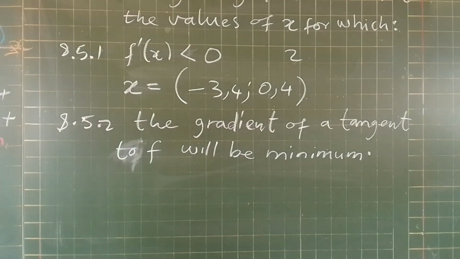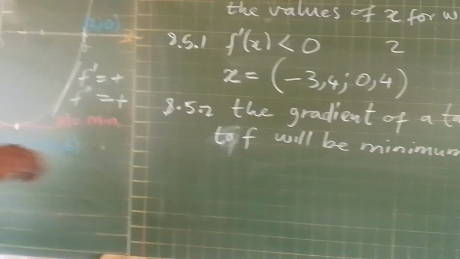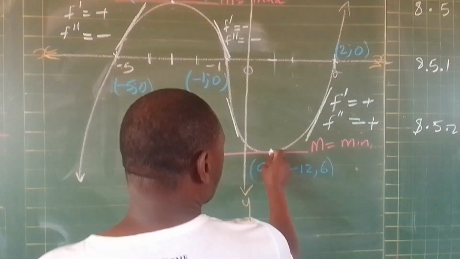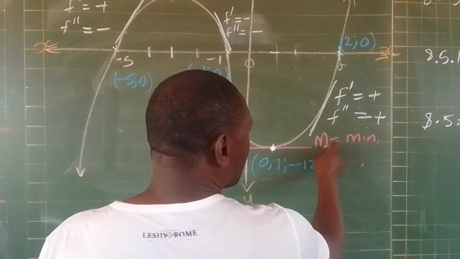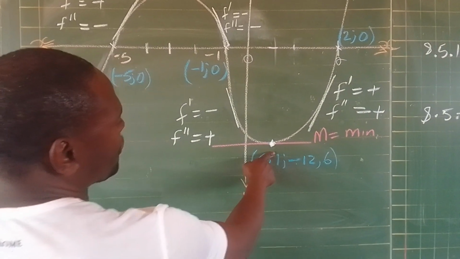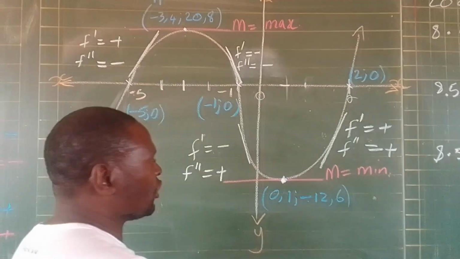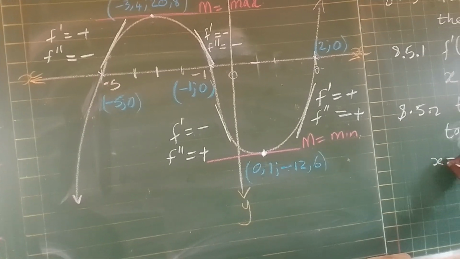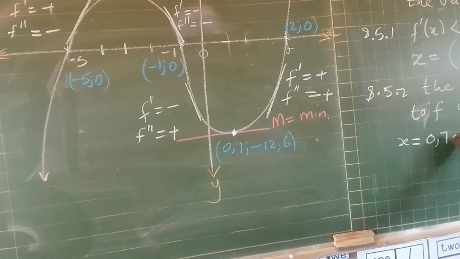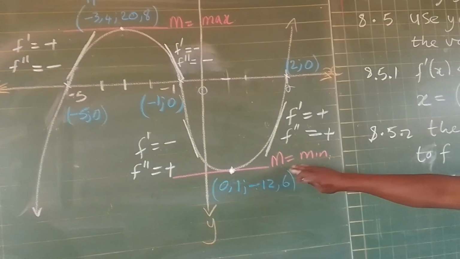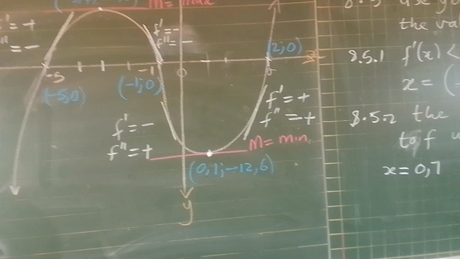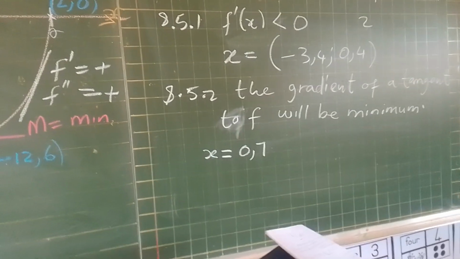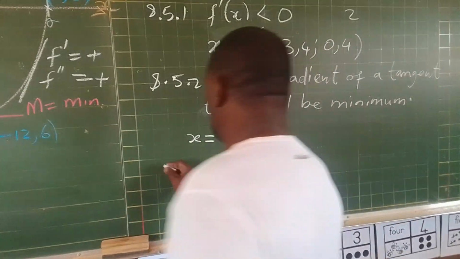Now we can check the gradient of the tangent, which will be minimum. This is where we have found that the gradient of this curve is minimum here and it is maximum there. So we take where x is equal to 0.7. That's where our minimum gradient of the tangent is.